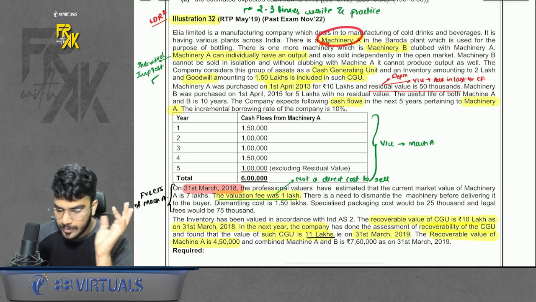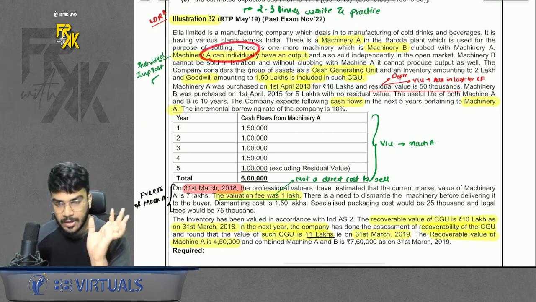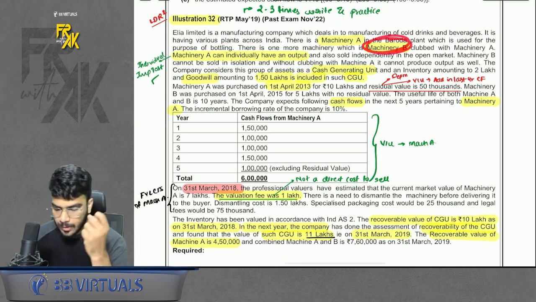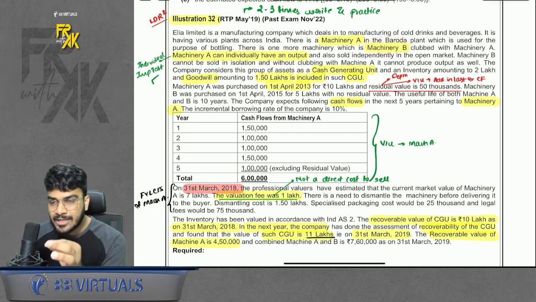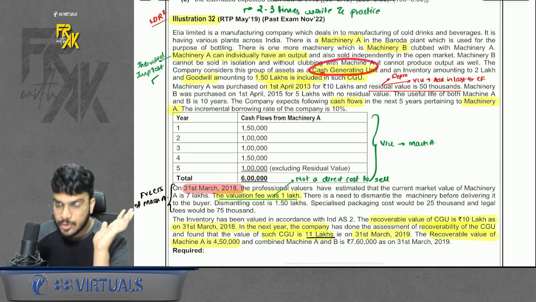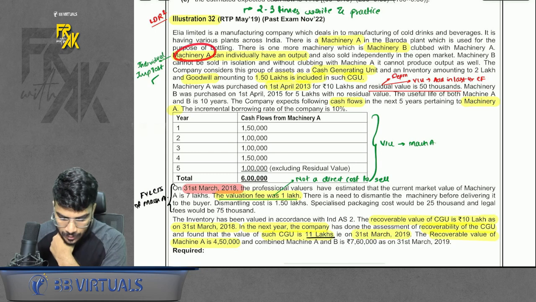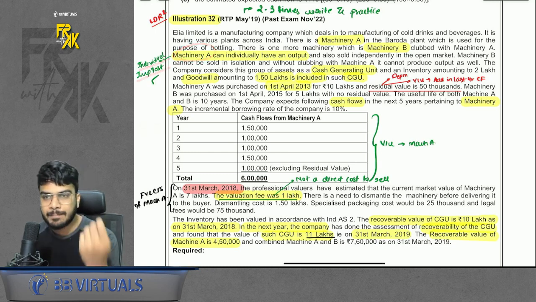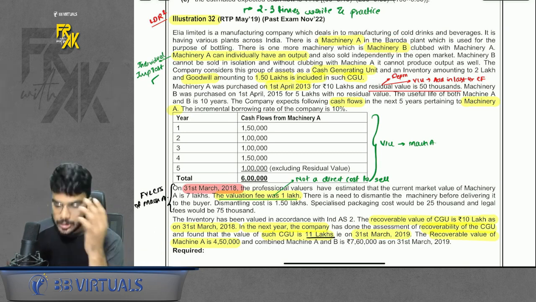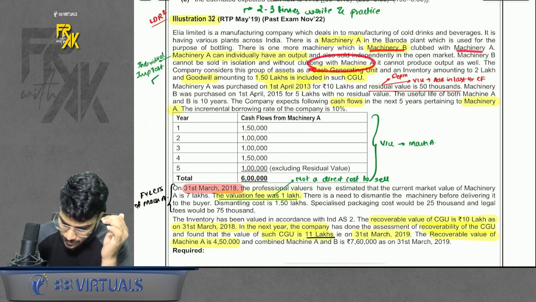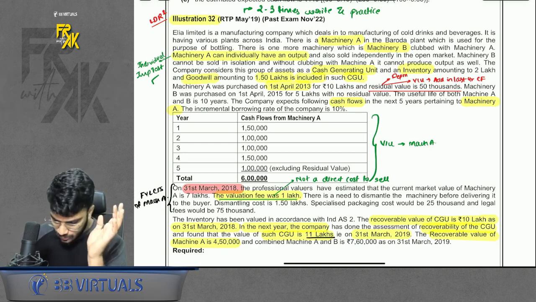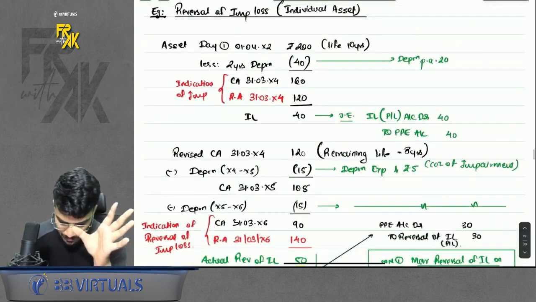What does it say? So we have a machine A. Machine A has an individual output, so it can be tested for impairment individually. We also have a machine B, but it says that machine B cannot be tested individually. It has to be clubbed with A for testing. So there is a CGU here. But the issue here is machine A can be done with individual impairment test, but for machine B, it says you have to club machine A again with B. Also in the CGU, apart from machine A and machine B, there is also an inventory and there is also a goodwill. Right?